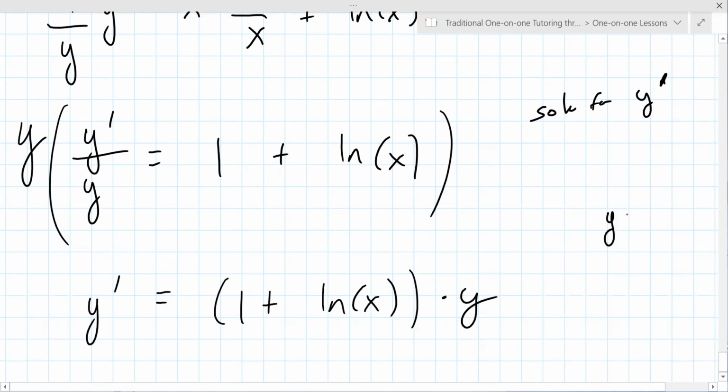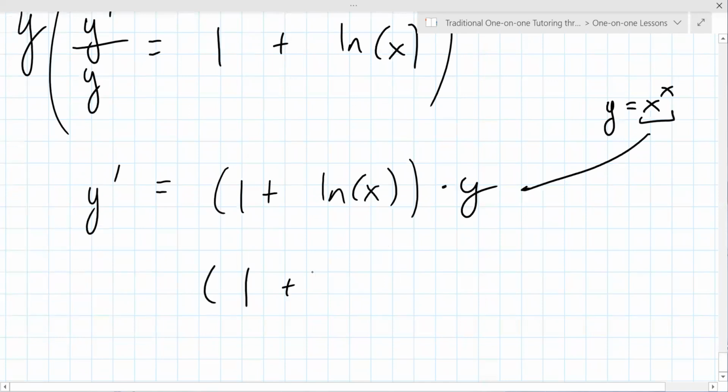And from the original, y was x to the x. So then this goes there: x to the x times (1 plus ln x). Yes. Okay. And it's always that way. It's always the original times something.